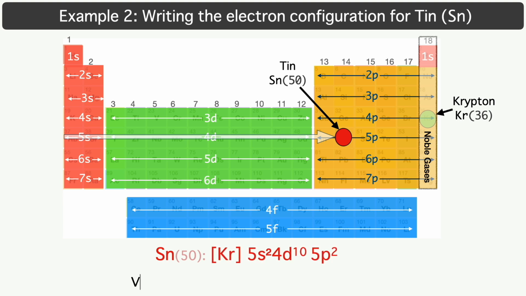Step 4. Verify the configuration by counting total electrons. For that, we sum up the atomic number of krypton with the electrons in the remaining part. It will be 36 plus 2 plus 10 plus 2, 50. That's equal to tin's atomic number. So the electron configuration is correct.